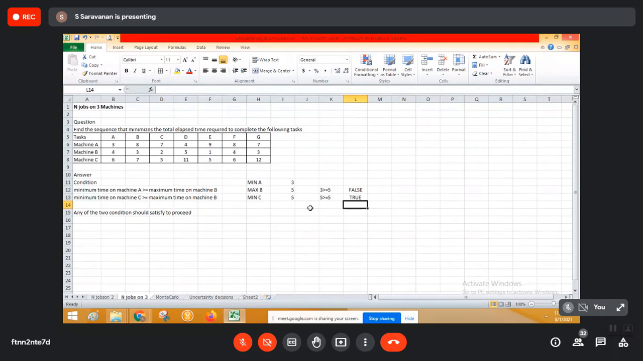Otherwise we cannot make sequencing for this specific project. Now we can proceed, because one condition is satisfied. Even though the first condition is not satisfied, the second condition is satisfied, so we can go ahead. The first step is to check whether this problem can be solved based on Johnson's algorithm. The output of step 1 is that we can solve this problem, because the second condition is satisfied. Shall we move to step 2?